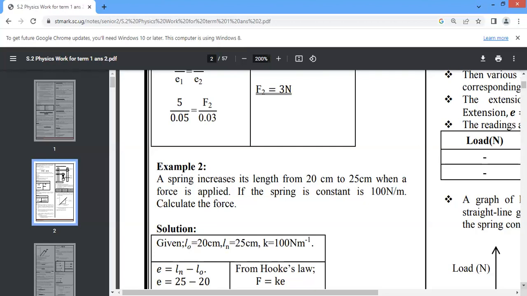Okay, Leah, you read for us the second question. Second question says, a spring increases its length from 20 centimeters to 25 centimeters when a force is applied. If the spring constant is 100 newtons per meter, calculate the force. Okay, so we had a spring that increases its length from 20 centimeters to 25. What does it mean? It means that its original length was 20, but then when a force was applied, the length extended to 25.